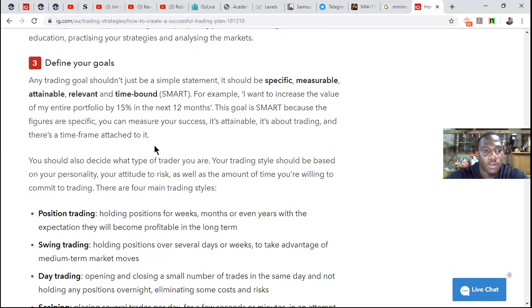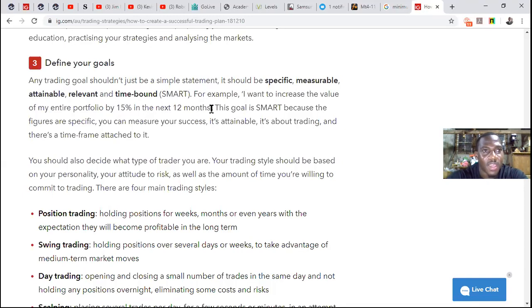All right, define your goals. Any trading goal should be a simple statement. It should be specific, measurable, and so on, SMART. For example, I want to increase the value of my entire portfolio by 15% in the next 12 months. And when we're trading forex and we look at 15%, for most persons, 15% does sound like a little bit, for people that have 10% growth plans. But again, that's when you really want to build a small account.